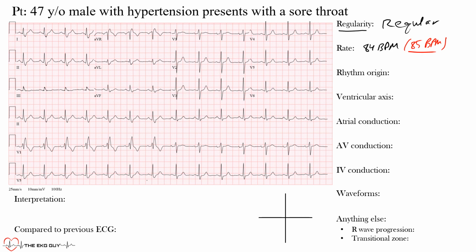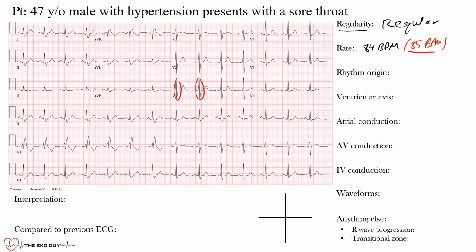Now we have to know, where is the rhythm actually originating from in the heart? Okay, so you have your heart. Where's the rhythm coming from? Well, we have narrow complexes, so narrow QRS complexes. These are within normal limits. Okay, so we know it's likely coming from a supraventricular source, not low in the ventricles.